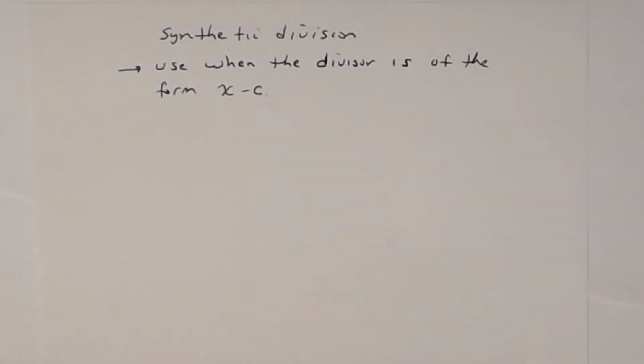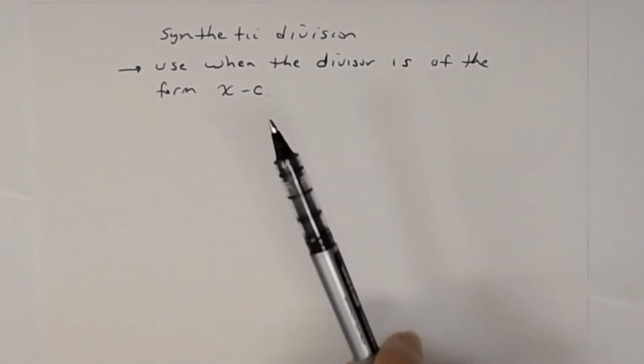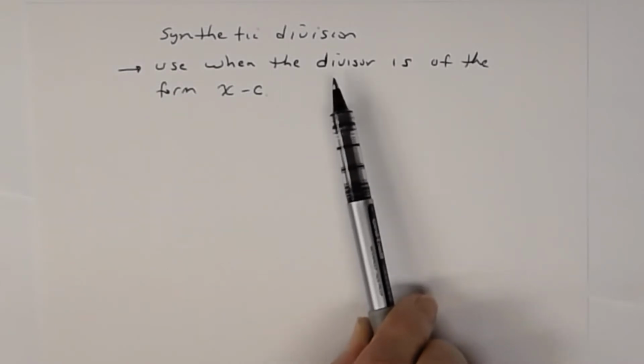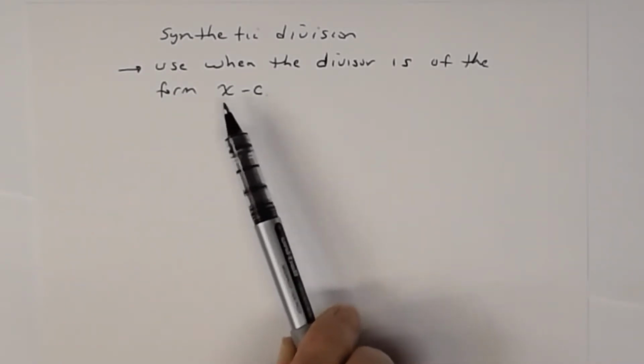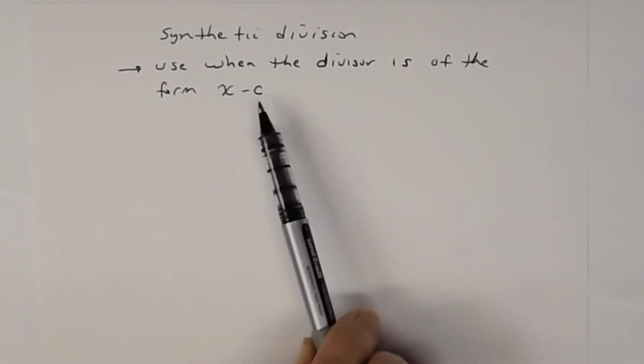In this lesson, we're going to look at what's called synthetic division. Synthetic division is just a shortcut way of dividing a polynomial by a divisor, by another polynomial, where the divisor has to be of the form x minus c.